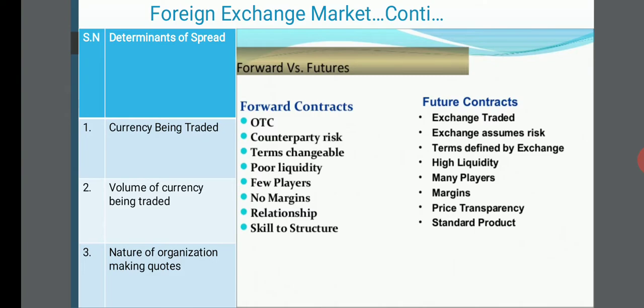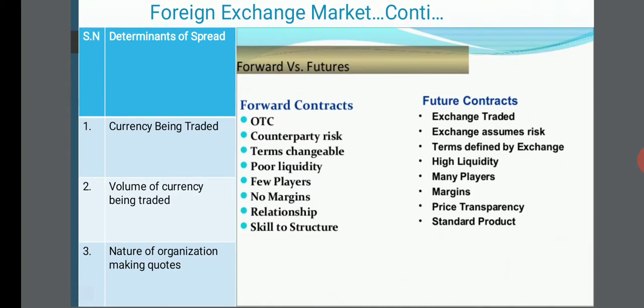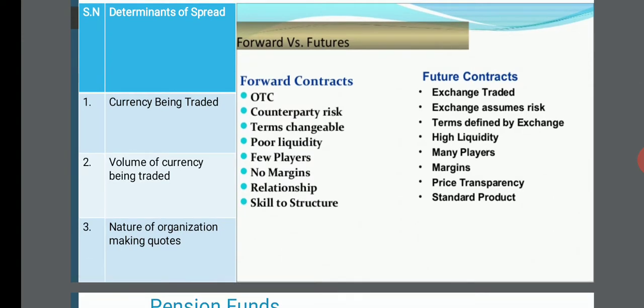Forward contracts versus future contracts. Forward contracts are over-the-counter contracts. Future markets are exchange traded. Forward contracts contain counterparty risk, whereas in future contracts the exchange assumes risk. Terms are changeable in case of forward contracts, while terms are defined by the exchange in case of future contracts. Poor liquidity in case of forward contracts, and high liquidity in case of future contracts. Few players are there in forward contracts, and many players in future contracts. No margins in forward contracts, and margins are there in future contracts because they are exchange traded. Relationships do exist in case of forward contracts, and price transparency is there in future contracts. Skills are needed to structure forwards, and in the future market there are standard products because they are exchange traded.